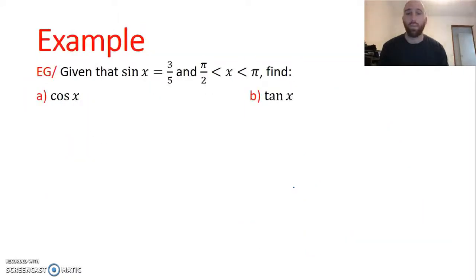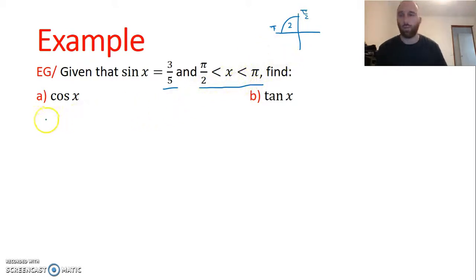So I've got a couple of examples. Given that sine of x is 3/5, and the domain. Remember, we need to look at the domain. Quite a few people happen to be missing what the domain means. If we're dealing with pi on 2 to pi on our unit circle, up the top we're at pi over 2, and here we're at pi. So we're actually dealing in the second quadrant. So we need to be very careful with what values we're going to generate.